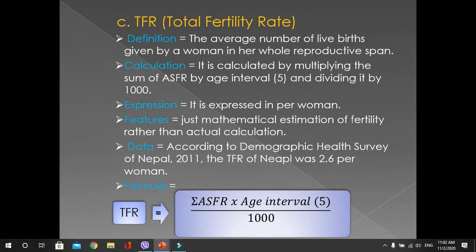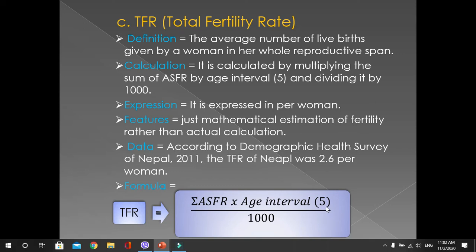Let's talk about another topic, that is TFR, another fertility measure, the total fertility rate. Now this is a bit different from other measures. If you see the formula, TFR, total fertility rate, is equal to the sum of ASFR. Look here, this is the symbol of summation. Maybe you have read in mathematics, summation or sum of ASFR multiplied by age interval.